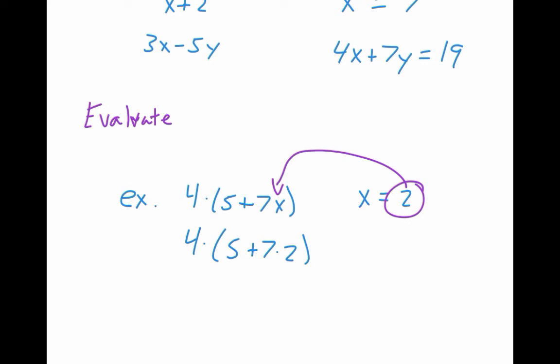So then I have to work inside the parentheses first doing my order of operations, but I have to multiply before I add. So I get a 5 plus 14 and 4 times that. So I get a 4 times a 19. So then I end up getting a 76. So for that right there, we just evaluated the expression.